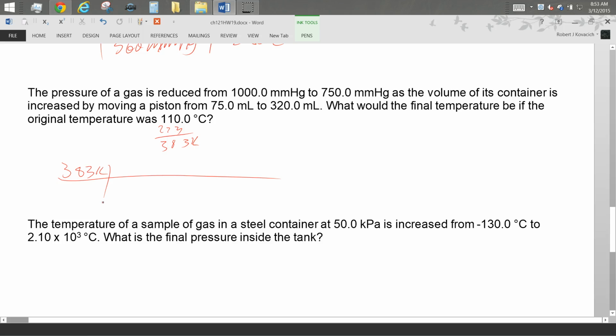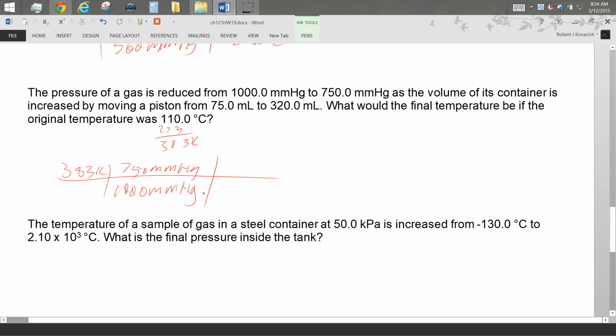So the pressure of a gas is reduced. What relationship do pressure and temperature have to each other? Direct, right? So in this case, the pressure went down. If the pressure went down, what should the temperature be doing? The temperature should be going down. So I'm going to put my 750 millimeters of mercury here, and I'm going to put 1,000 millimeters of mercury here.